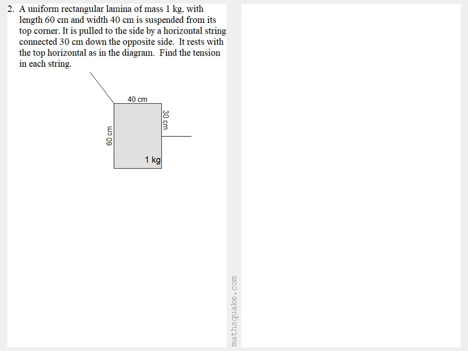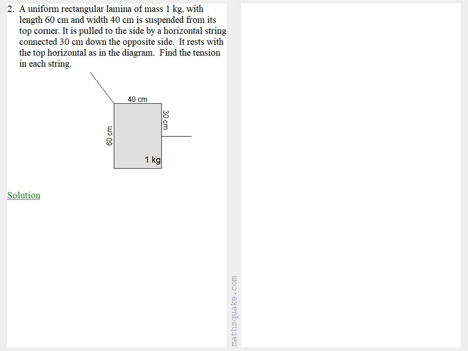In question 2, a uniform rectangular lamina of mass 1 kilogram with length 60 centimeters and width 40 centimeters is suspended from its top corner. It's pulled to the side by a horizontal string connected 30 centimeters down the opposite side. It rests with the top horizontal as in the diagram. Find the tension in each string.